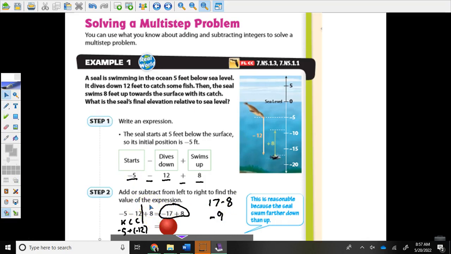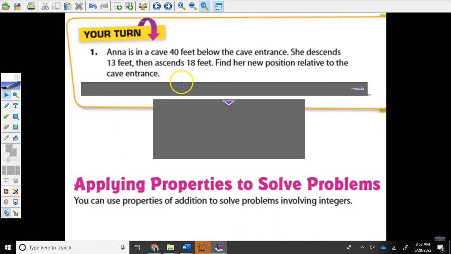Drum roll, please. And let's do it. Yay. The seal's final elevation is 9 feet below sea level. This is reasonable because the seal swam farther down than up. Okay? All right, your turn. Pause.